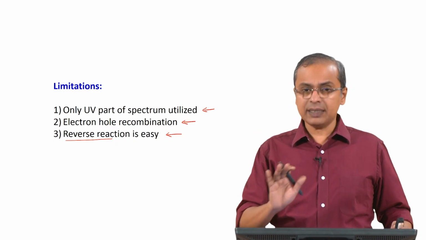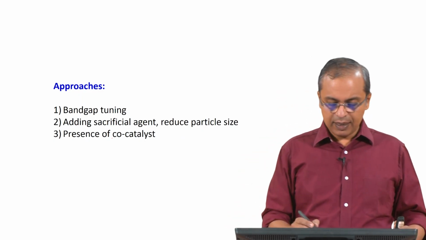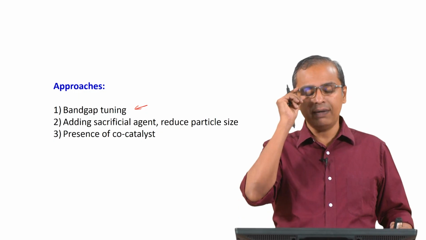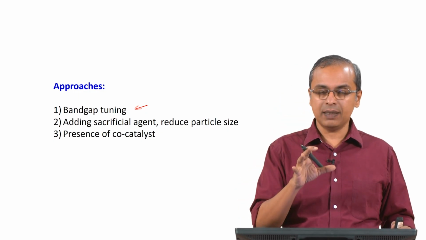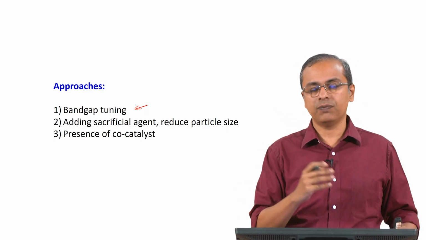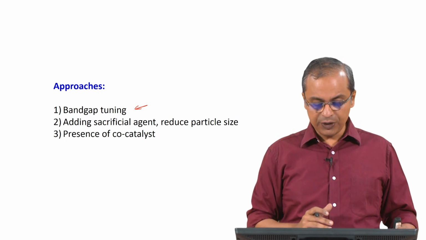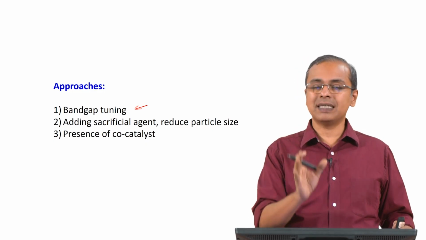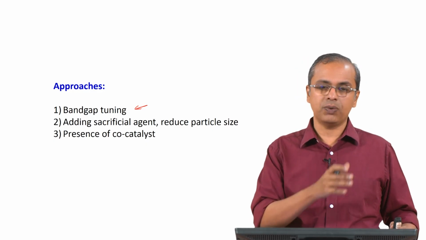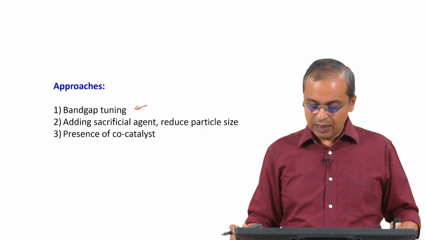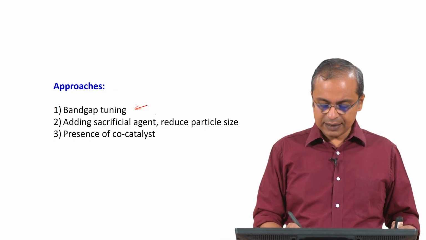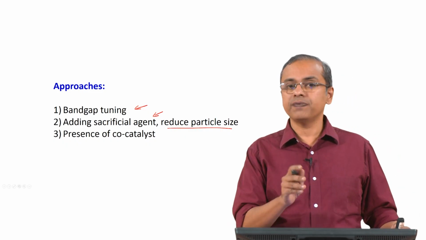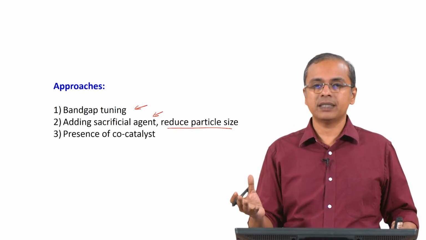You have to deal with these challenges to more effectively utilize this idea of photocatalysis. So, there are some approaches. You have to do some possible band gap tuning. There are ways in which you can change the band gap, or at least provide different kinds of band gaps for the reaction to occur, which will then help you create a situation where you are not restricted only to the ultraviolet part of the spectrum, and you can actually use the rest of the spectrum as well. We could also look at adding something called a sacrificial agent or reducing the particle size. Both of these actually help prevent the recombination process.